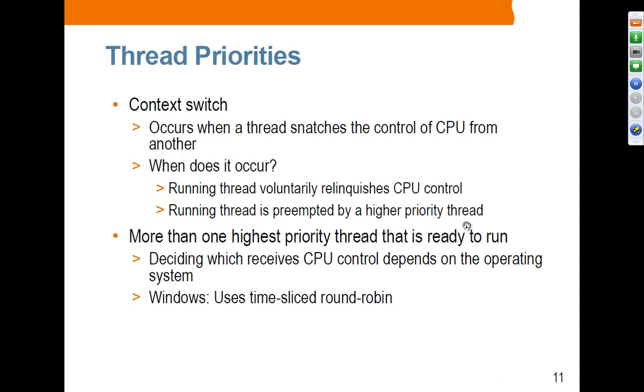So the operating system will interrupt the existing running thread if there is a higher priority thread waiting for the CPU to be available. Now, if there is more than one thread with the same priority, then the operating system will determine which one to run next. It depends on the operating system. In the case of Windows, by default, it uses a time-sliced round-robin scheme.